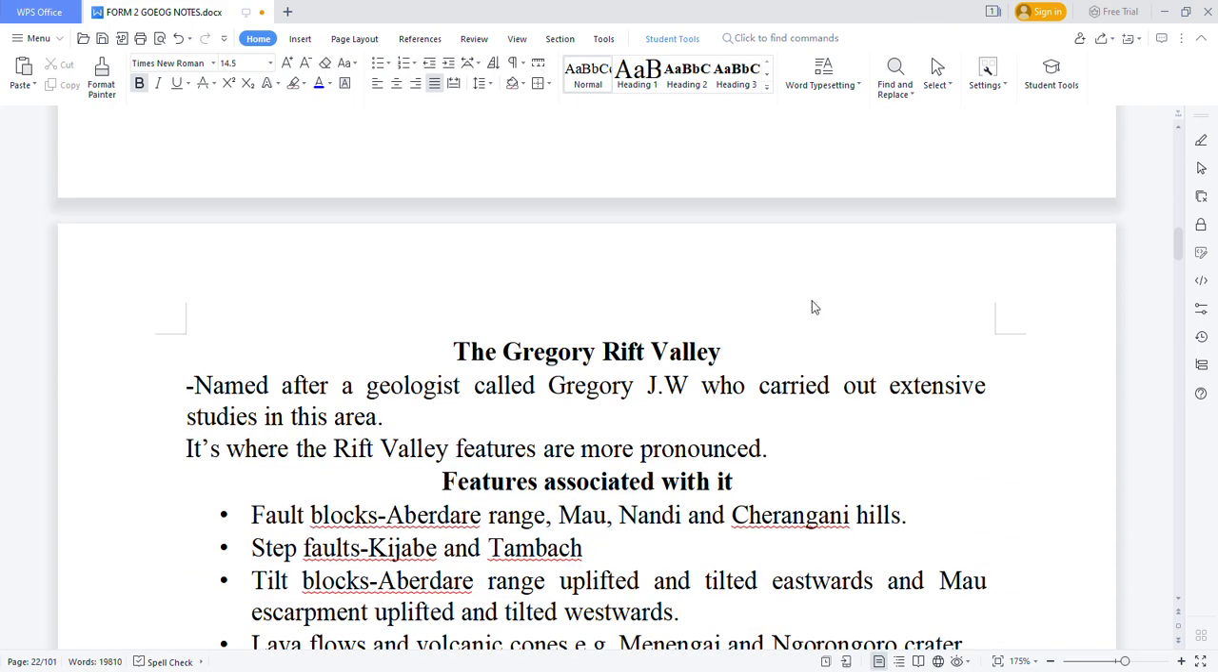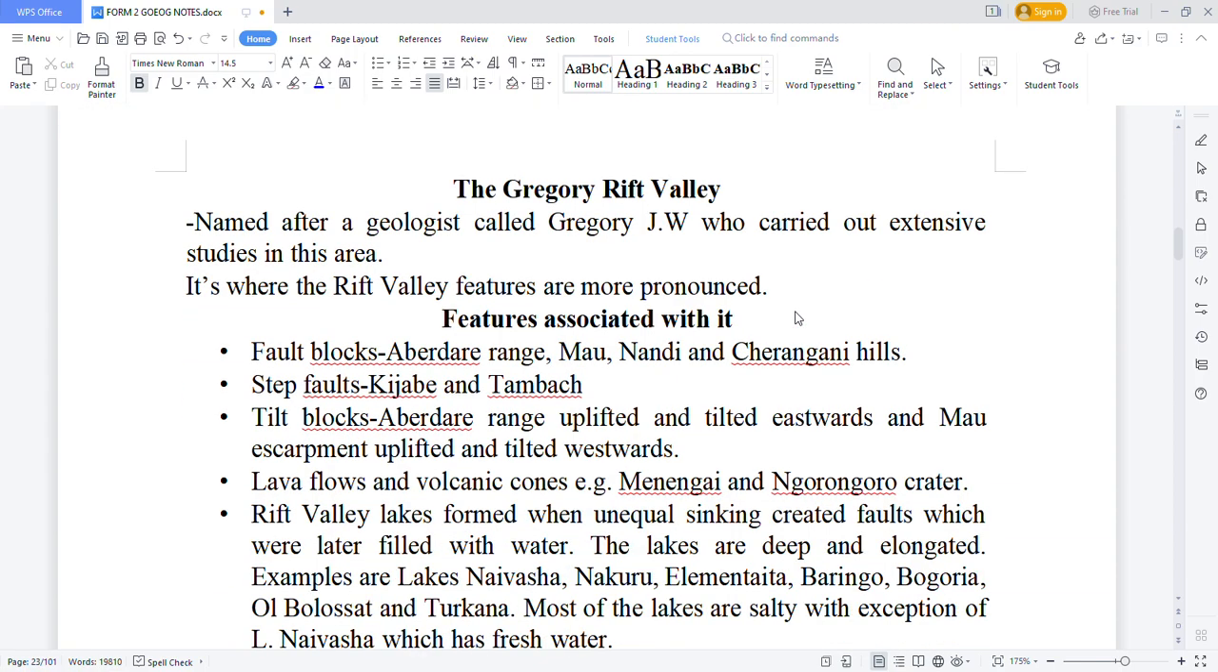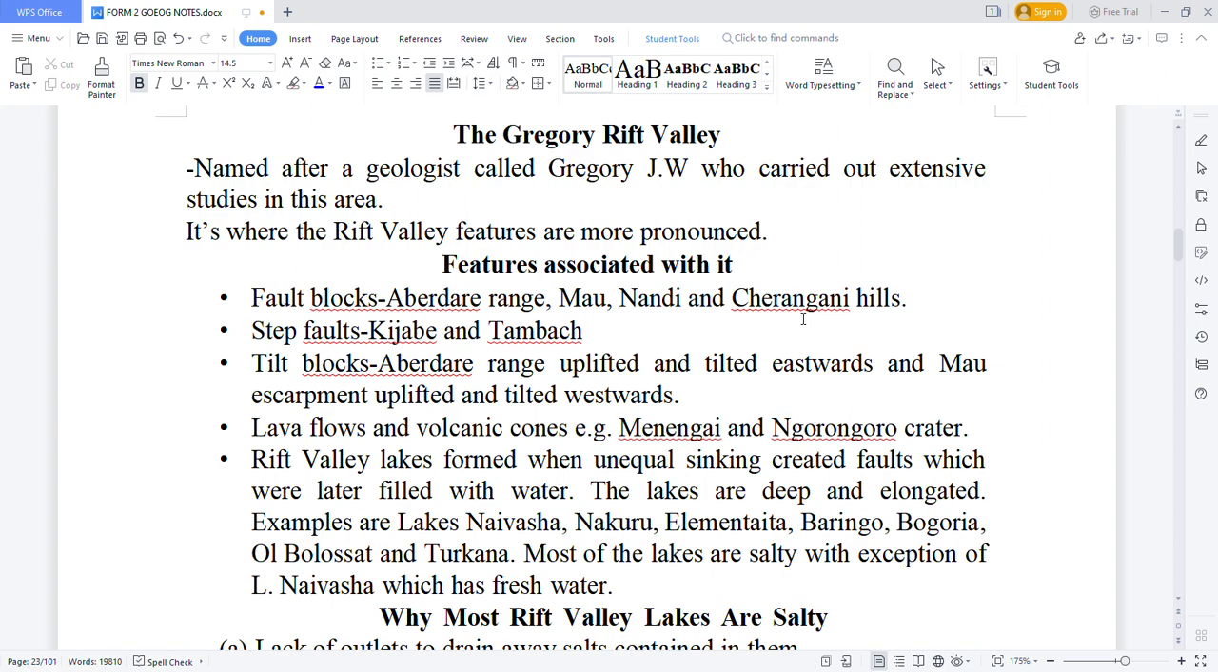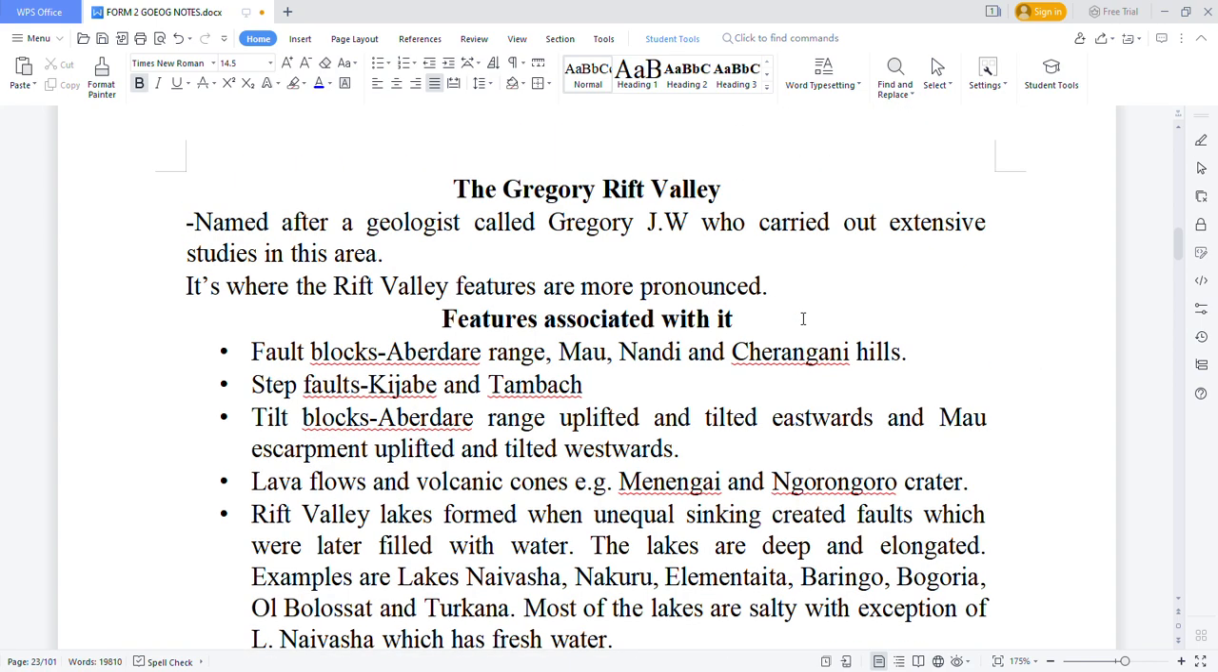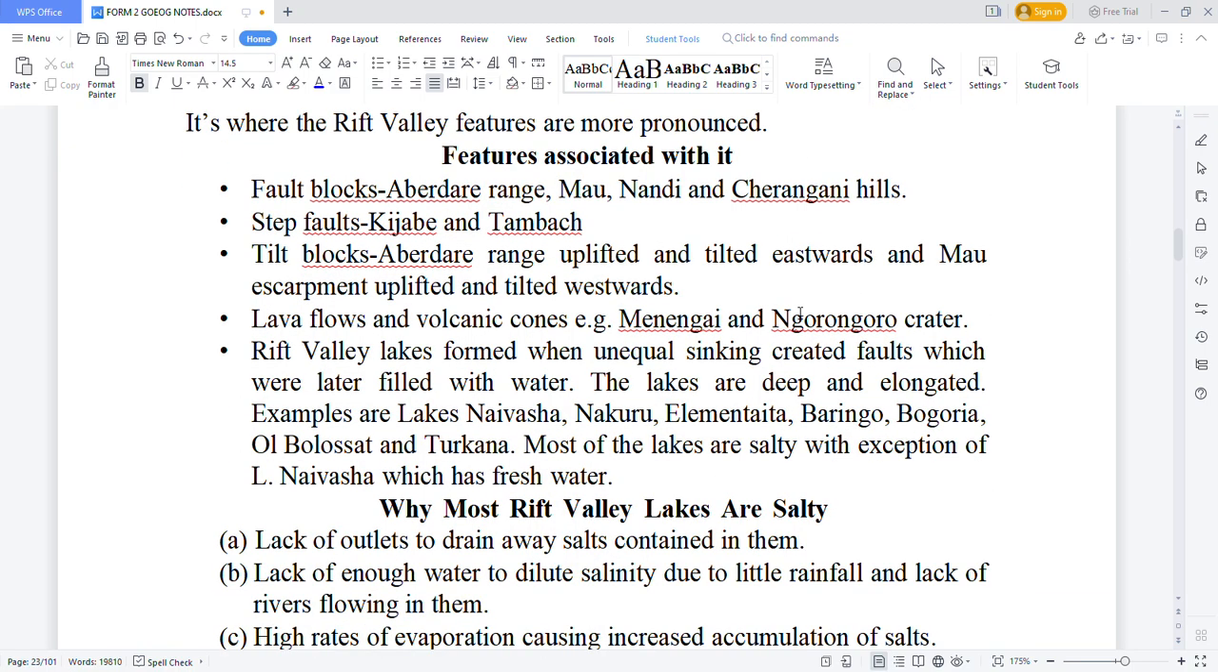The Gregory Rift Valley is named after a geologist called Gregory, who carried out extensive studies in this area. It is where the Rift Valley features are more pronounced. What are some of the features of the Great Rift Valley? Number 1, fault blocks. You have the Aberdare Range, Mau, Nandi, and Cherangani Hills.